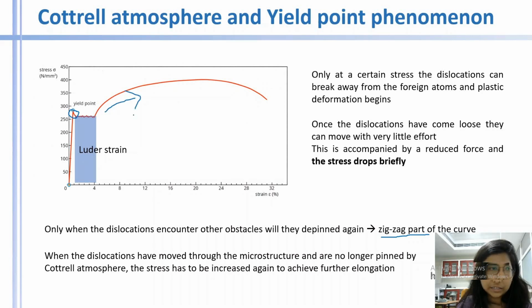So remember here the rate of diffusion of the foreign atoms or the solute atoms and the velocity of the dislocation, these two have a crucial role in determining whether we will get this part of the curve or not. This part of the curve is called the yield point phenomena, the yield point hardening, and this is called the Luder strain.